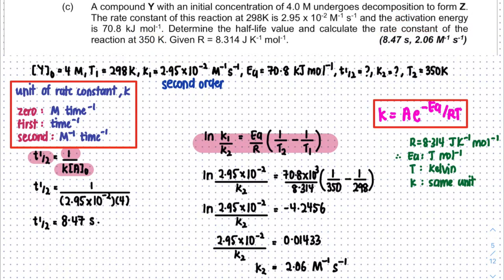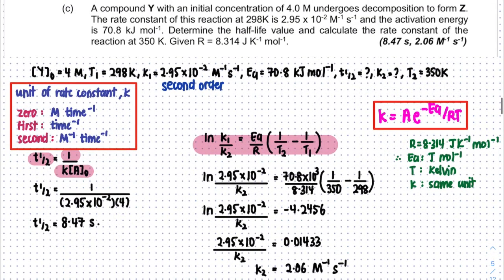Okay, remember when we use this formula, R is our constant. EA is activation energy, and must be in joule per mole, so we have to change kilojoule to joule by multiplying by 10 exponent 3. And then the temperature must be in Kelvin. Both must be the same unit. So when I substitute these values, I will get 2.06 per molar per second. Okay, so that's it.